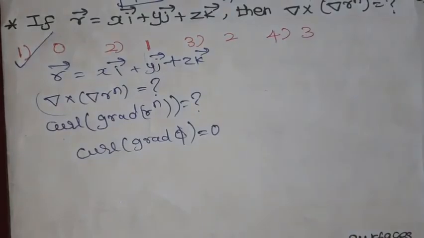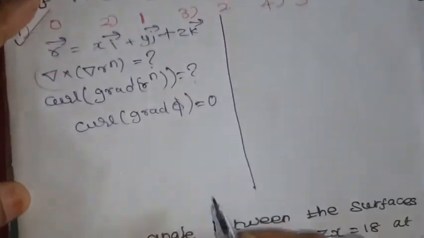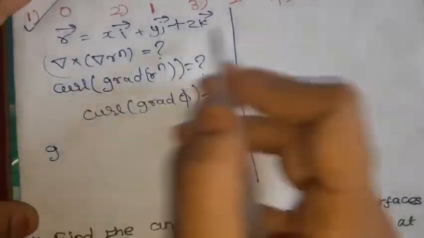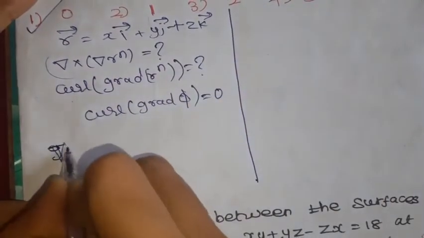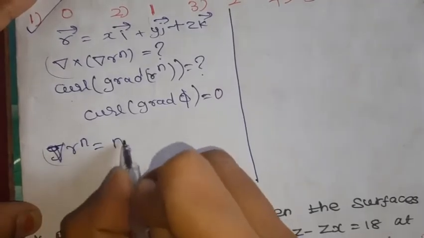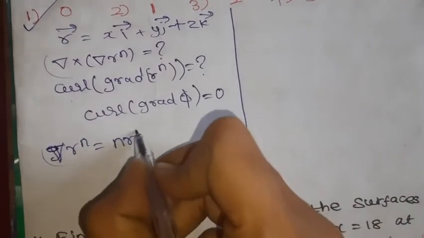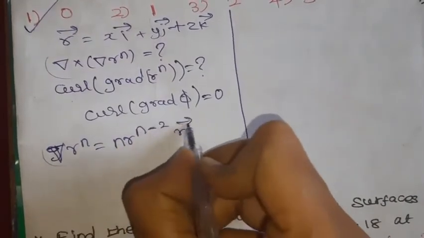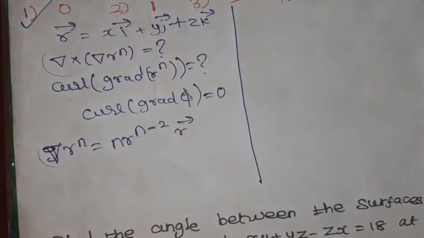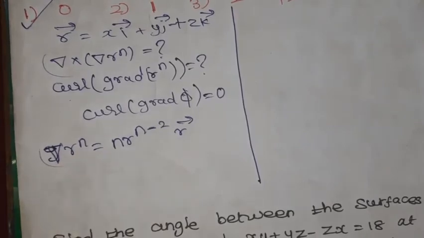Or you can check with the answer. We have already proven grad r power n. We have proved the formula del r power n is equal to n r power n minus 2 into r vector. If you haven't seen those videos, kindly check our previous videos. This is a standard proof we have proven already.